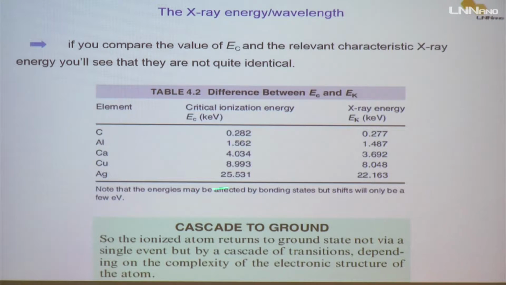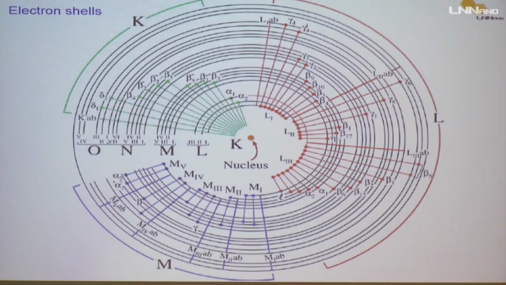It's clear. We have here, for instance, silver. We have this difference of about 3 kiloelectron volts, but for carbon it's very close, because carbon is very simple. You just have the transition and then a few steps to go to the ground state again. Is this clear? May I continue, please, if you have some questions?